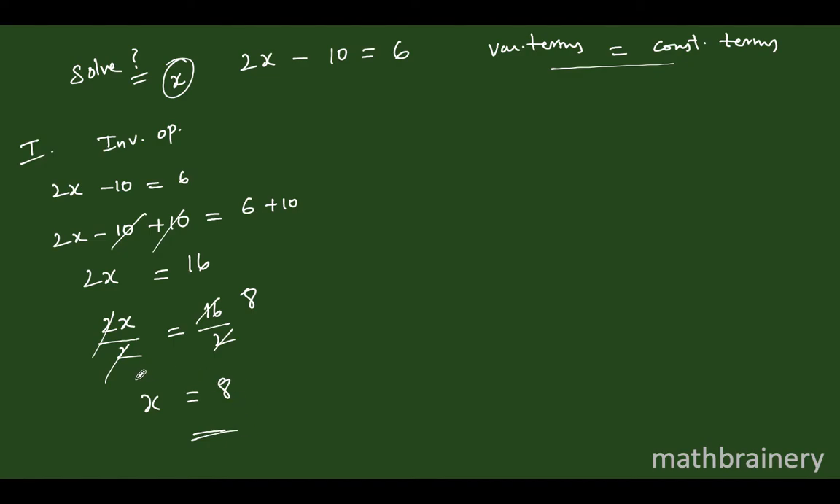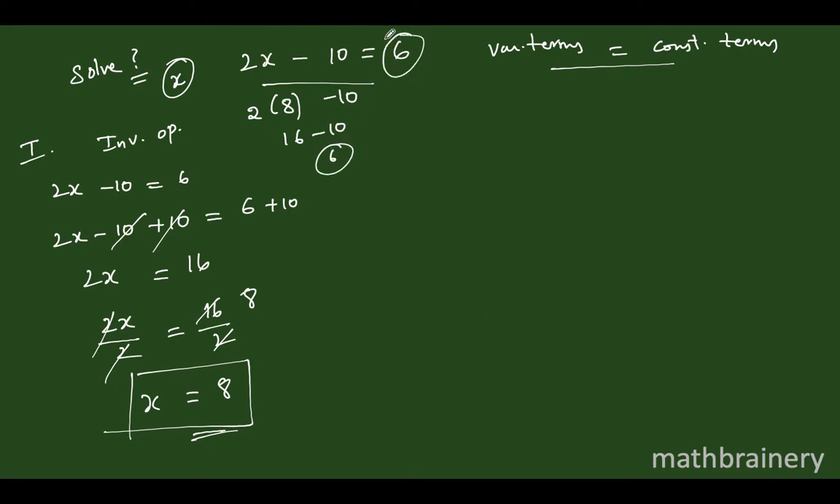So now what is the value of x? Value of x is 8. You can verify if this is correct or not by substituting it in this equation. What is the given equation? 2x minus 10 is equal to 6. What should be x? 8. So let's substitute 8. 2 times 8 minus 10 is 16 minus 10, which is 6. Is this true? Yes, it is true. So x is equal to 8 is a solution to this given linear equation.